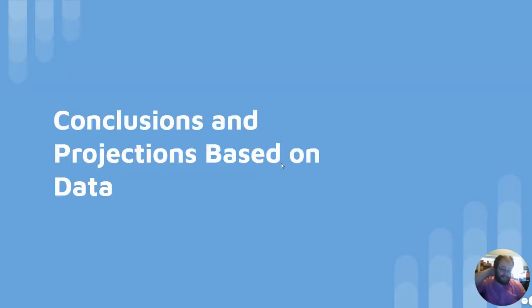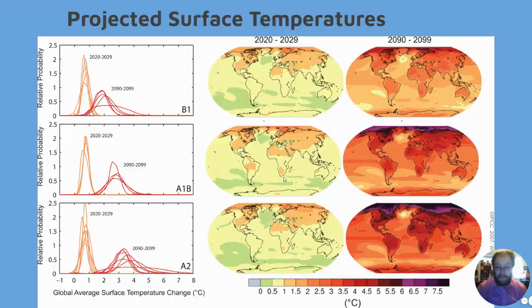So what are some conclusions and projections based on that data that we just looked at? First of all, the projected surface temperature of the Earth is going to continue to increase, and it could increase by a lot. As you can see, there's a possibility that by the end of this century, the Earth might be over 8 degrees warmer on average than it is right now. That's not good. Global temperature increases, we've shown, have consequences that are pretty dire for us.